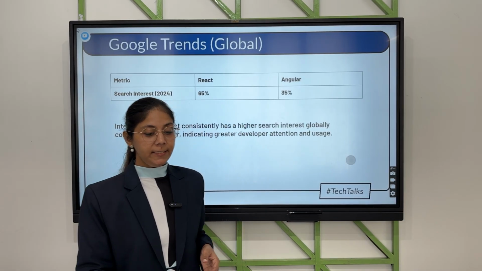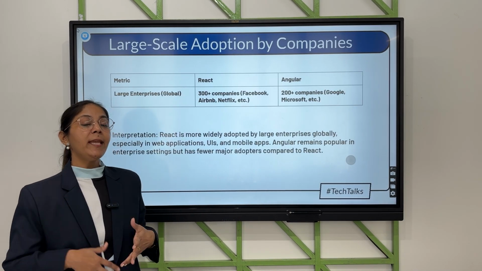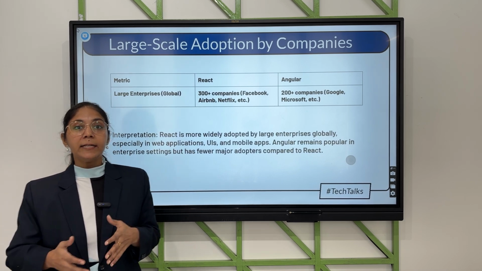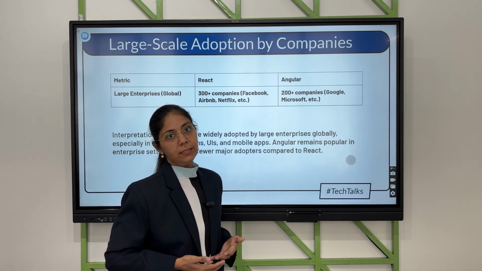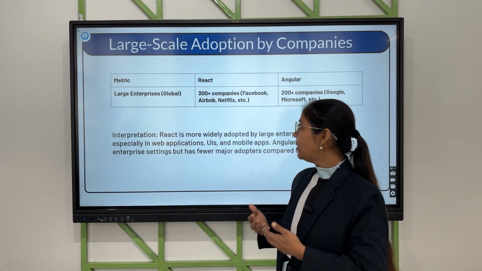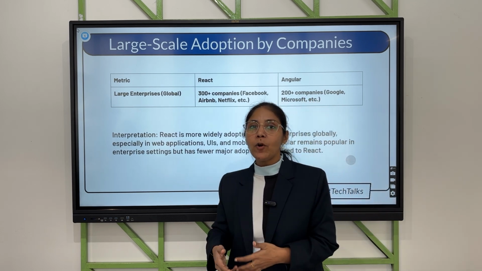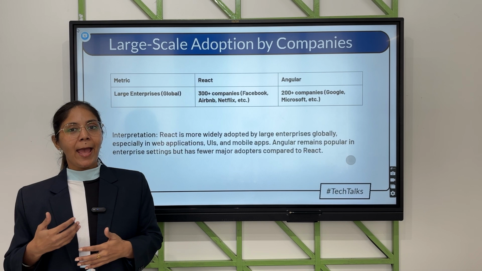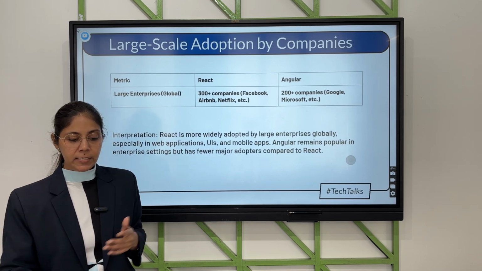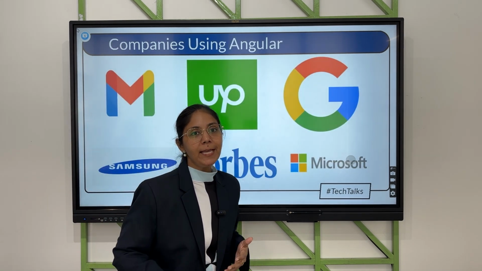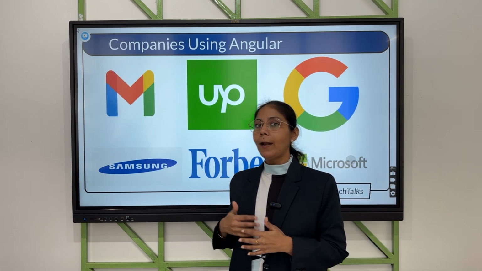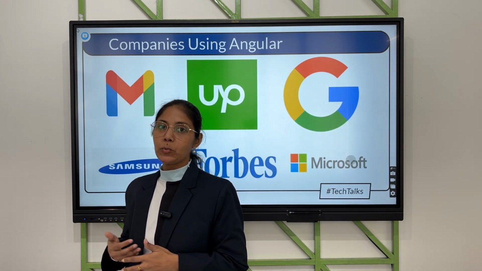Now let's understand the adoption of React and Angular in large-scale companies. As you can see in this slide, around 300 plus companies have already adopted React for web application development, whereas for Angular it's 200 plus companies. And what are the different companies currently using Angular? These are the most popular companies currently developing applications using Angular.